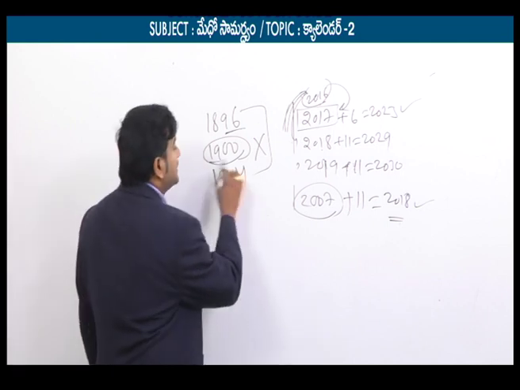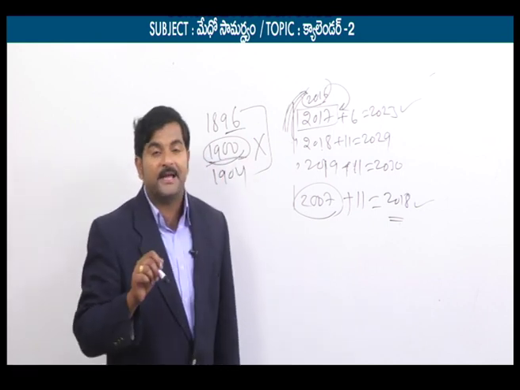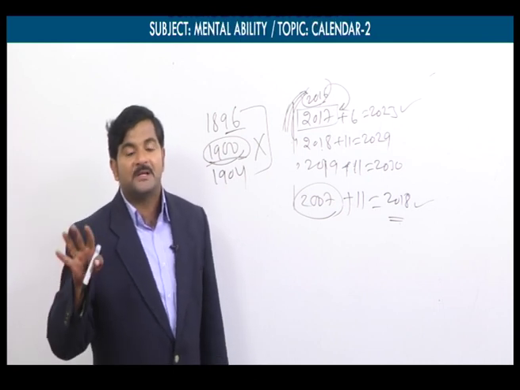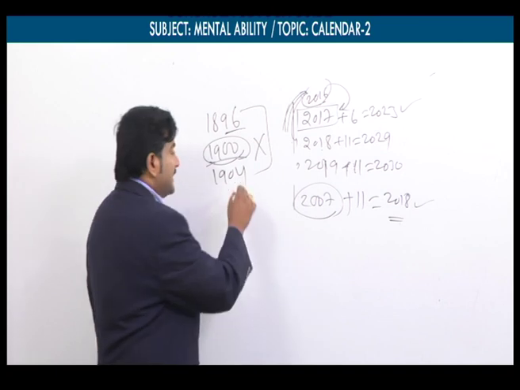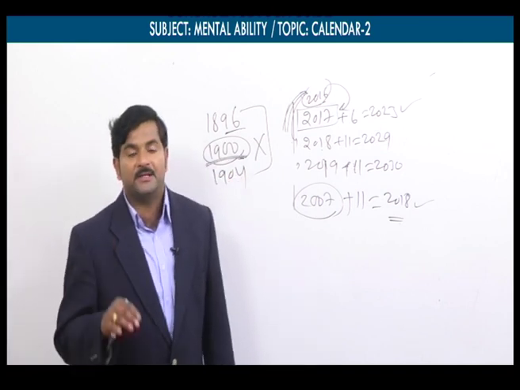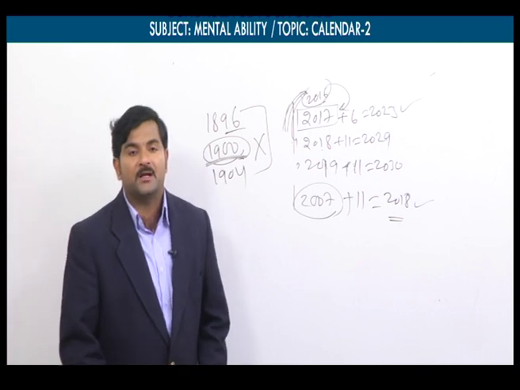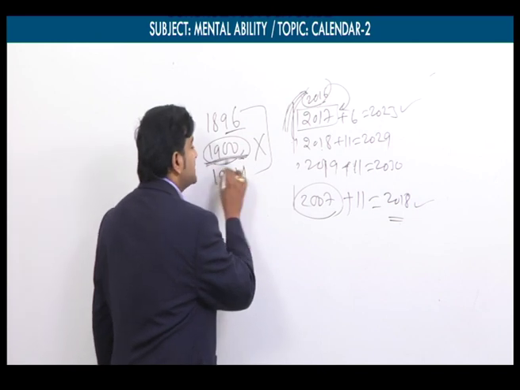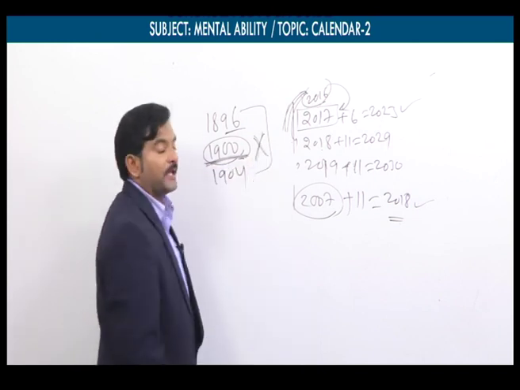Because 1900 is a century year. If it is a century year, to become a leap year, it must be divisible by 400. Is this 1900 divisible by 400? The year 1900 is not divisible by 400. That's why we can say this is simply a century year but it's not a leap year.